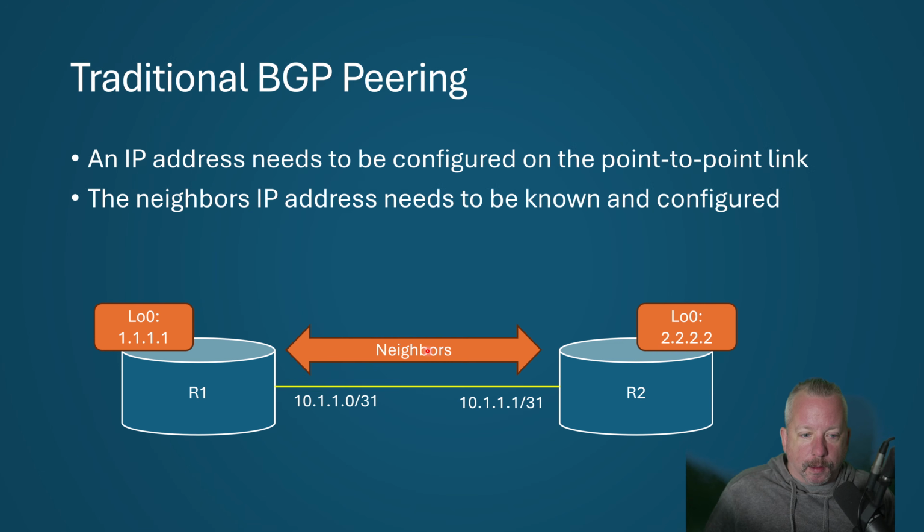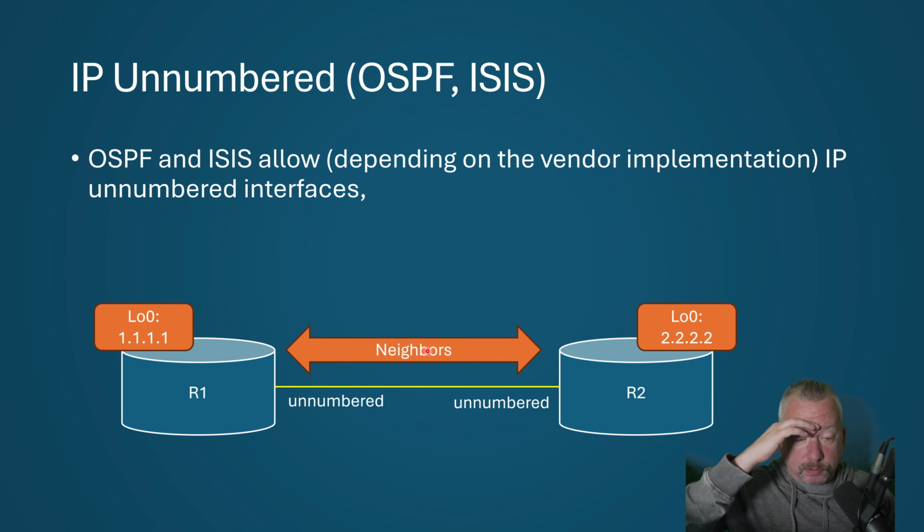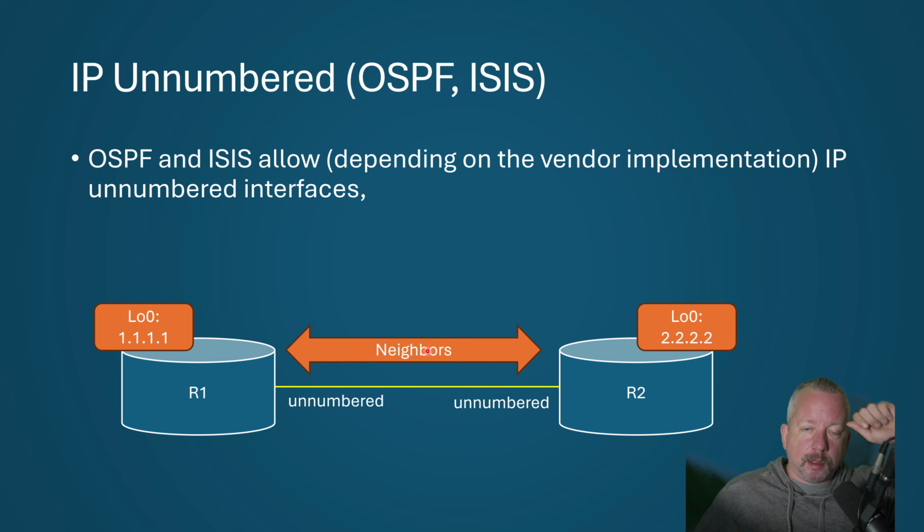Now some of the other routing protocols, like OSPF and ISIS, depending on the vendor's implementation, have allowed us to do IP unnumbered. So it's borrowing the IP address of a loopback in order to build these neighbor relationships. But with BGP, we need an IP address because it's TCP based, while the others are broadcast or multicast based.